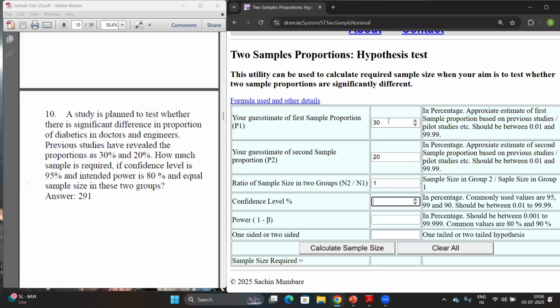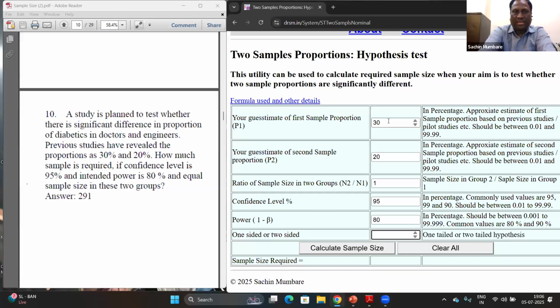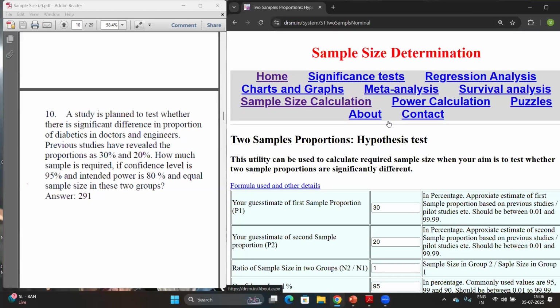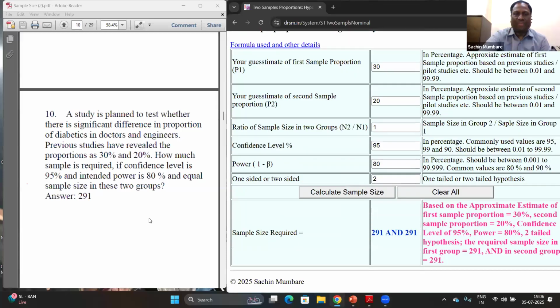Confidence level, 95. Power, 80%. One-sided or two-sided? Two-sided. Significant difference is asked. If it is asked whether doctors are more prone to diabetes, then we will use one-sided. Calculate sample size. How much is the sample size? 291 in each group. Understood?